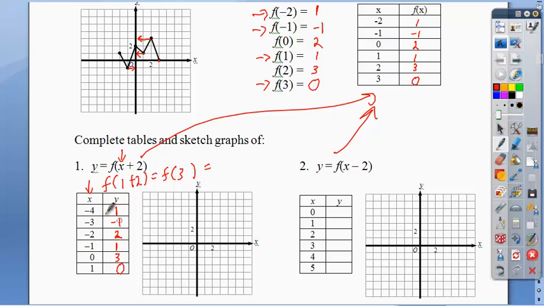And let's see, I've got at negative 4, so 1, 2, 3, 4, I've got positive 1. At 3, I've got negative 1. At negative 2, I've got positive 2. Then at negative 1, I have positive 1. At 0, I have 3. And then at 1, I have 0. And so connecting my lines, I get the exact same thing that I have up here. The only difference is that this has been shifted to the left 2 units.